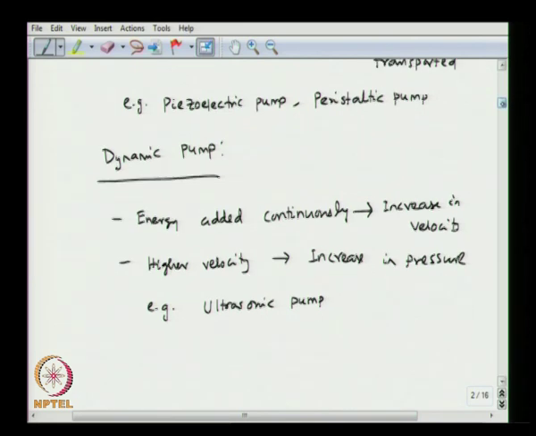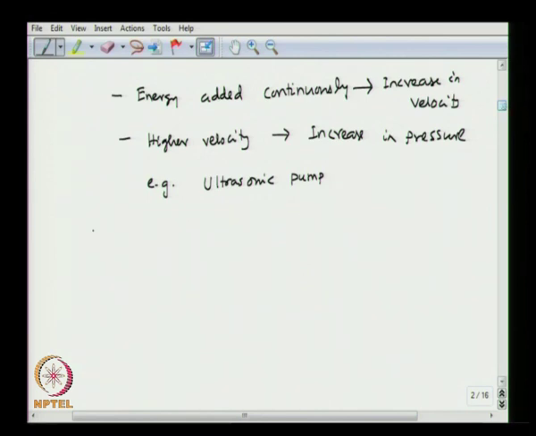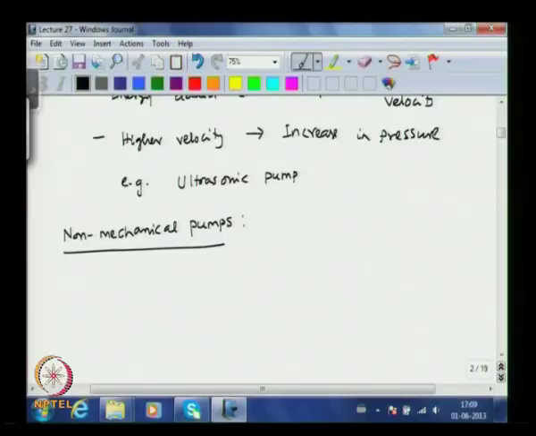Next, move on to non-mechanical pumps. Okay. So, in non-mechanical pumps, non-mechanical energy in the form of electric field or magnetic field is added onto the fluid present inside a chamber, and due to addition of the momentum, the fluid velocity would increase and the pressure of the fluid will increase. Okay.